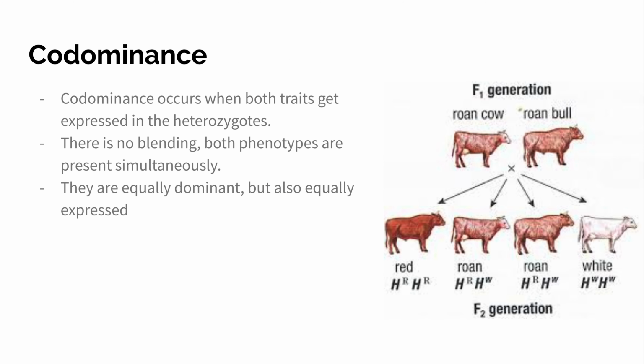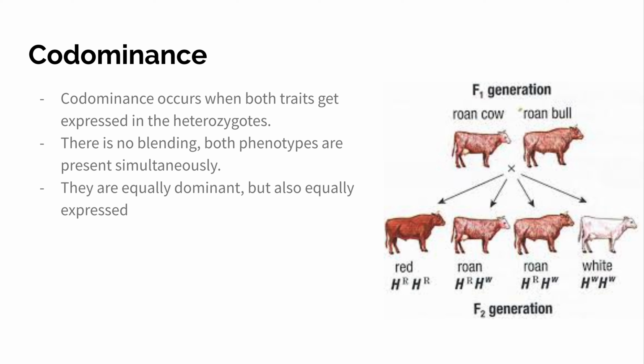The other type of inheritance we can talk about is codominance. So where incomplete dominance is a blending of traits, codominance, co is like cooperative or working together, while codominance means that both phenotypes are expressed together. So instead of red and white blending to create pink, both red and white get expressed completely.